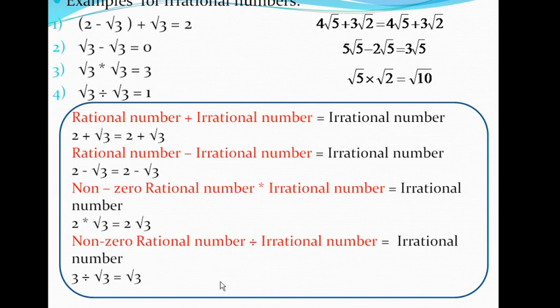I hope you have understood the concept that rational and rational gives a rational number, irrational and irrational gives either rational or irrational, and the combination of rational and irrational always gives an irrational number. Next, for positive real numbers A and B, the following identities hold.